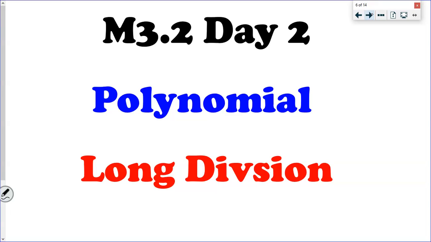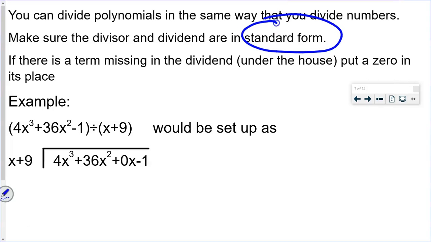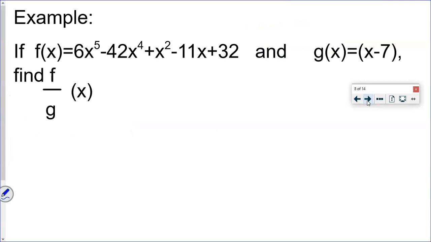So today is day 2 of polynomial long division. So I want to bring to you guys' attention that you can divide polynomials in the same way that you divide numbers, right? So we're going to make sure that the divisor and the dividend are in standard form. This is really important, guys, okay? If there's a term missing in the dividend under the house, put a 0 in its place. So notice here we have a 3, a 2. What are we missing? Yeah, we're missing an x to the first. Y'all see it right there. So if we don't have something when we're putting it in descending order, then we're going to put a 0 attached to that term.